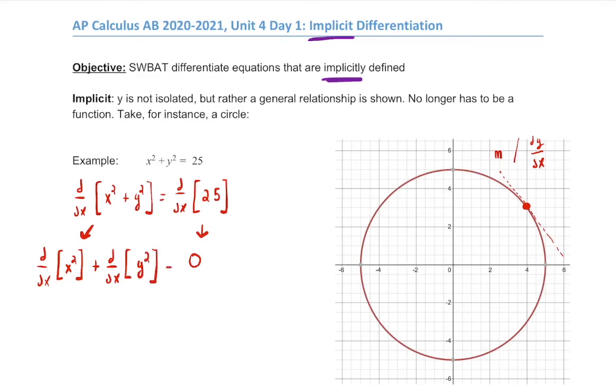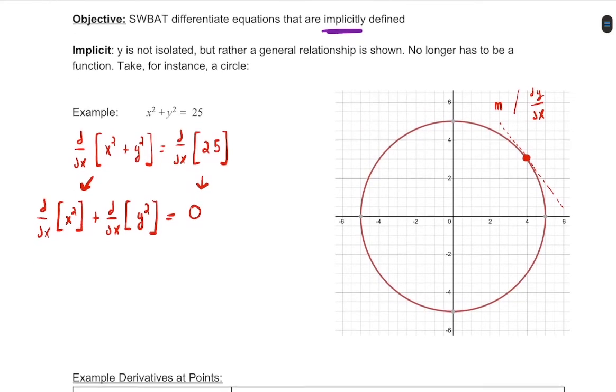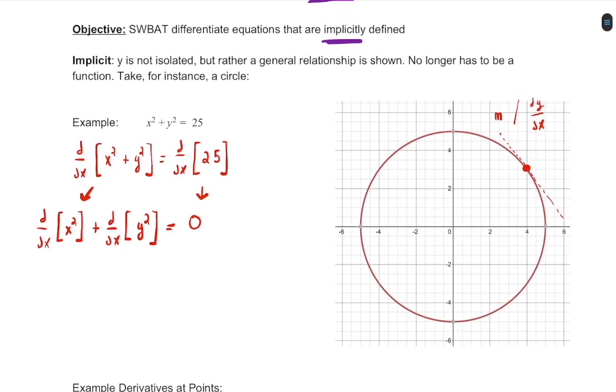The first one's going to be easy. The second one's going to be what's new for today. The first one, the derivative of x squared with respect to x. All that is asking is how fast is the x squared function changing with respect to x? And we know that through the power rule, the derivative of this function is just 2x.